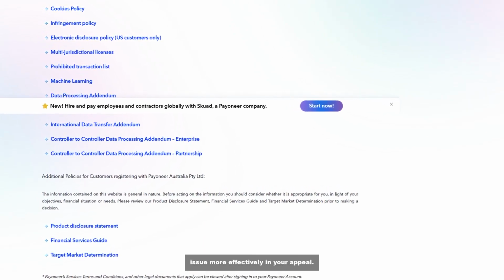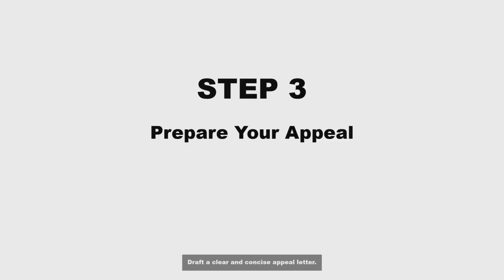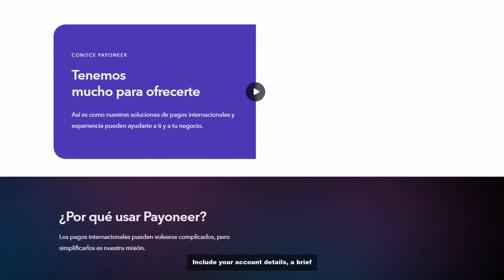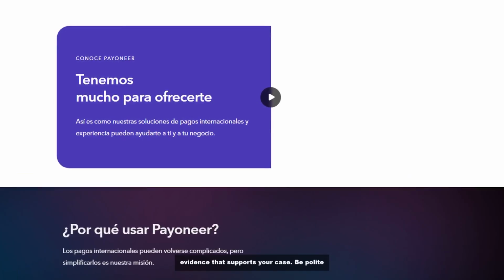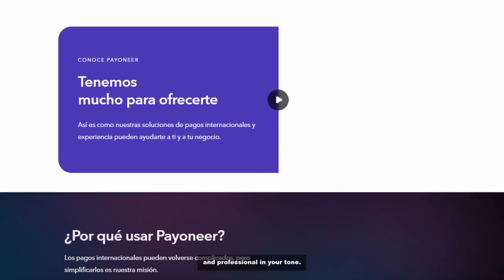Step 3. Prepare your appeal. Draft a clear and concise appeal letter. Include your account details, a brief explanation of your situation, and any evidence that supports your case. Be polite and professional in your tone.